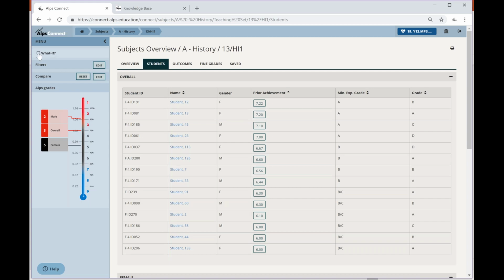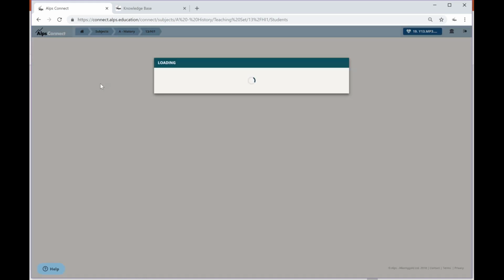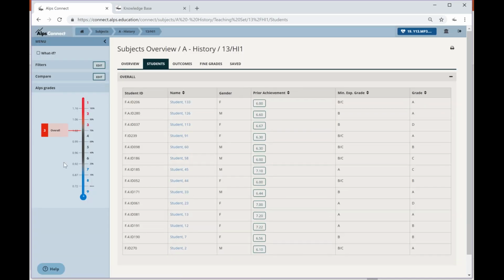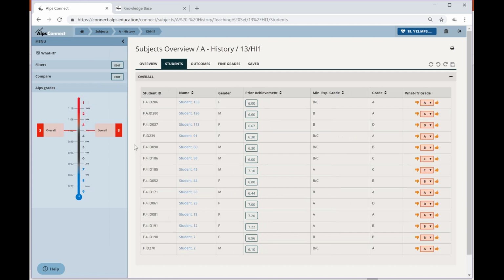Let me just reset this, sorry, so that it's a little bit easier for you to see. Take the gender gap off the thermometer. Pop that what if on again. Now then, two things I can do here. I can do an overall what if. So if I'm a grade 3, for example, I might want to know how I managed to move my group up to a grade 2.